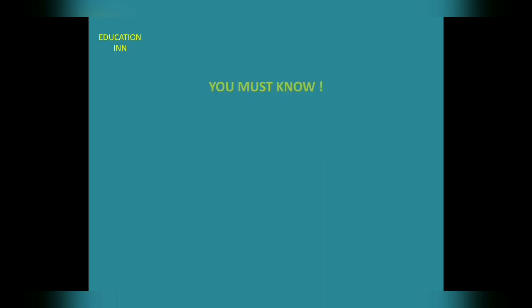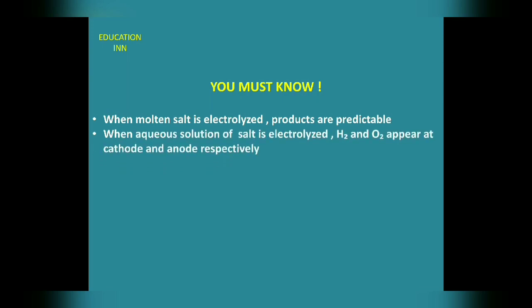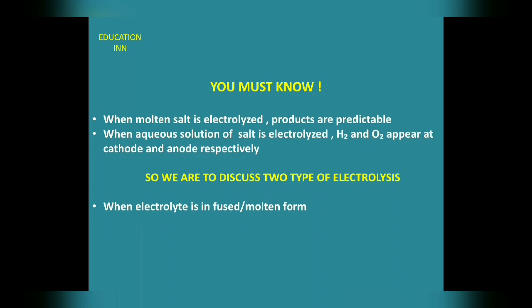You must know, when molten salt is electrolyzed, products are predictable. We know what sort of products are going to be produced at anode and cathode. But when an aqueous solution of salt is electrolyzed, hydrogen and oxygen gases appear at cathode and anode respectively. So we are to discuss two types of electrolysis. Number one is when the electrolyte is in fused or molten form. Number two is when the electrolyte is in solution form. So let's start with when the electrolyte is fused or molten salt.